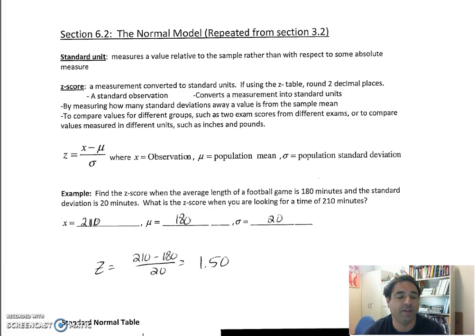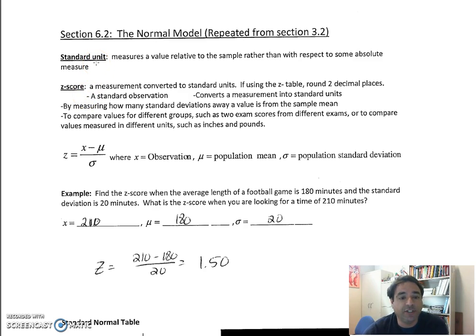Hello, we're going to be talking about STA2023, Statistical Methods, Chapter 6, Section 2, the Normal Model. We talked about this in Section 3.2, so if you want to go back and look at more examples to give you a heads up for this section. In this case, we're looking at normal curves, and we're looking at the method using z-scores.